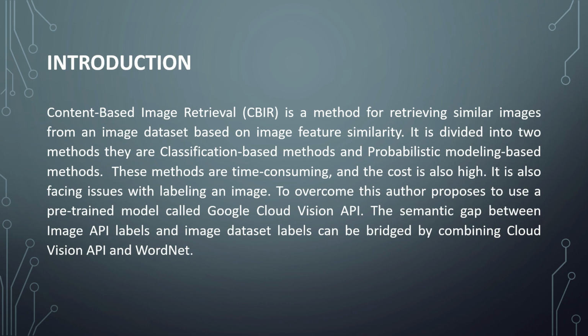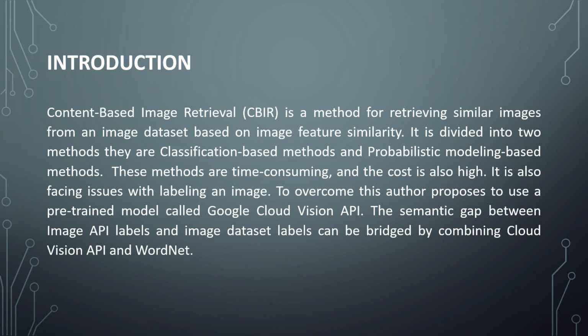Introduction. Content-based image retrieval uses low-level image features to retrieve similar images from an image dataset based on image feature similarity. The image annotation is basically divided into two methods, classification-based method and a probabilistic modeling-based method. These methods take a long time and they are expensive.